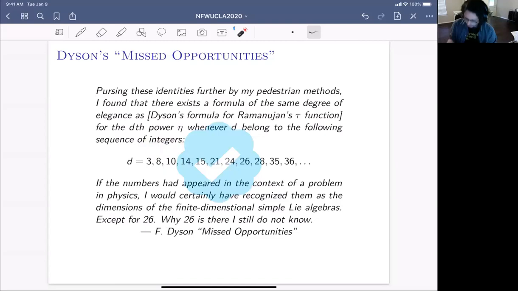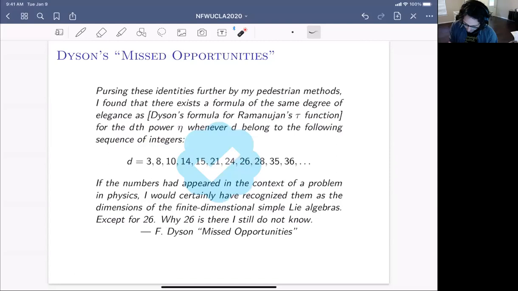If these numbers had appeared in the context of a problem in physics, you would have recognized them as the dimensions of the finite dimensional simple Lie algebras, except for 26. Why 26 is there, I still do not know. There's the 26. And you can see there's a blue check mark there. This is sort of why we're talking about this today. And this is Freeman Dyson's missed opportunities.